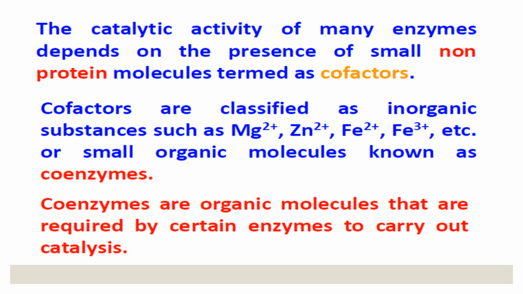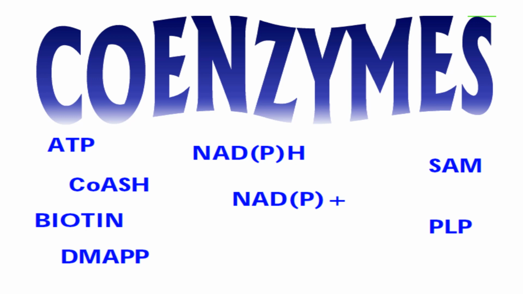Cofactors are classified as inorganic substances such as magnesium 2+, zinc 2+, iron 2+, iron 3+, in the different minerals. Then there are small organic molecules known as coenzymes. Coenzymes are organic, whereas cofactors are what? Inorganic. So the difference between coenzyme and cofactor is what? A cofactor is an inorganic compound, whereas coenzymes are organic molecules that are required by certain enzymes to carry out catalysis.